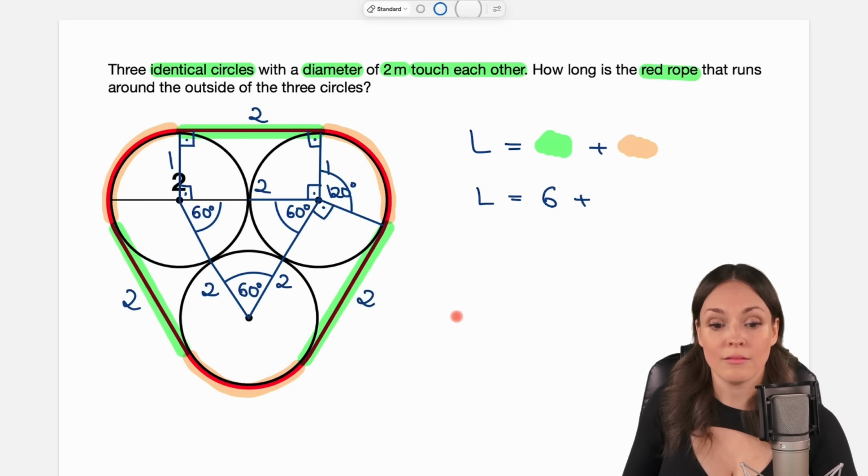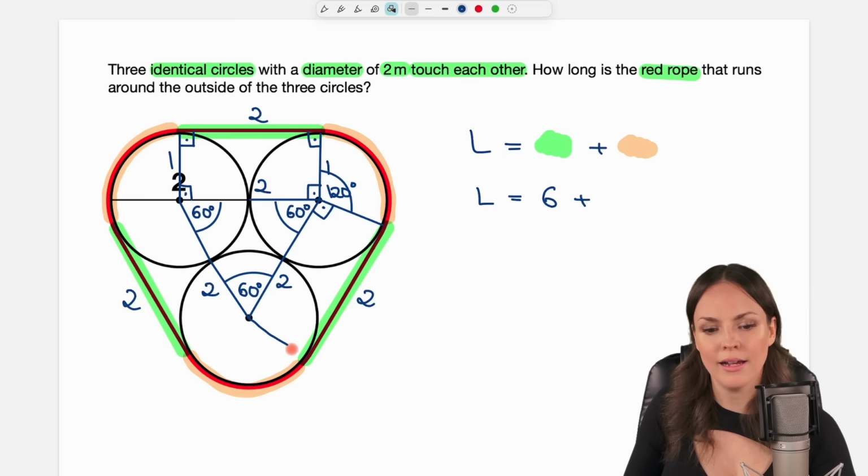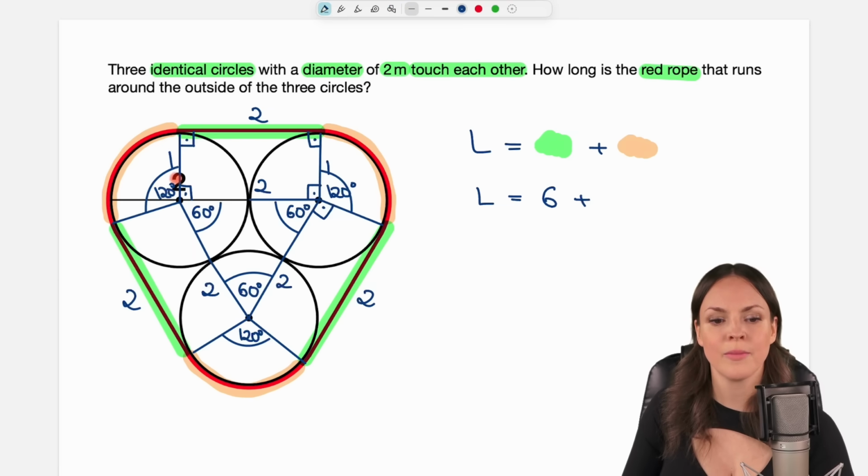The same thing we have down here and up here as well. So we have an angle of 120 degrees here as well. And the same here with the orange part. From here, this angle is also 120 degrees.